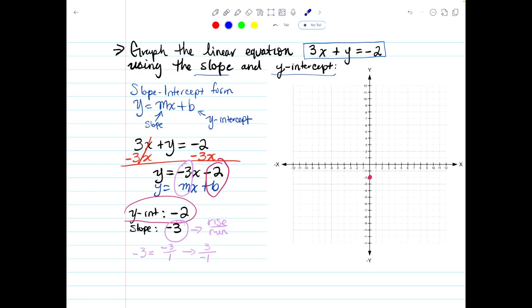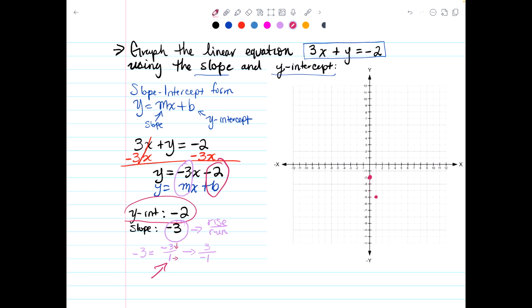So then, if I choose my first option right here, that means that I'm going to go down 3 and 1 to the right. So let's do that. From our initial point over here, from -2, I'm going to go down 1, 2, 3, 1 to the right. So there's my second point.